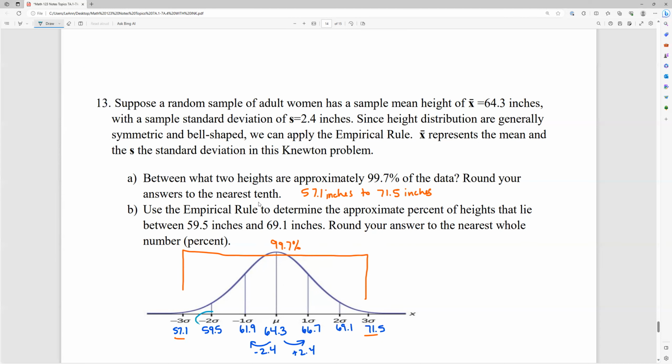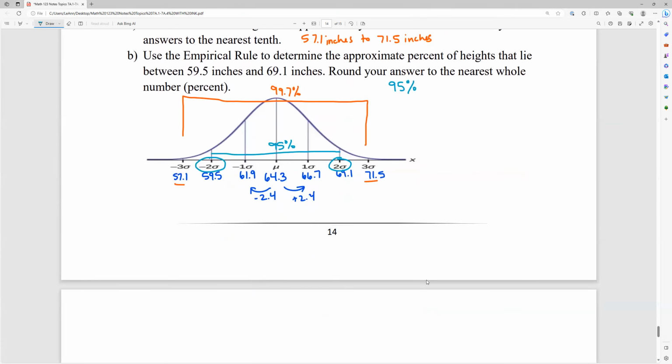Okay. Use the empirical rule to determine the approximate percent of heights that lie between 59.5 and 69.1. So 59.5 is here, 69.1 is here. Notice that is exactly 2 standard deviations above and below the mean. So when you go the same amount above and below, that's when you use the empirical rule big percentages. So this one's the 95%. So they're asking for the percentage. In the first one, they gave us the percent and asked us for the values. The second one, they told us the values and we found the percentage.